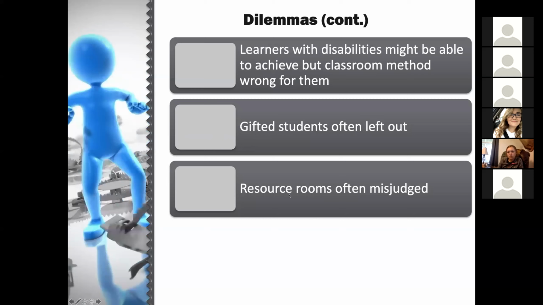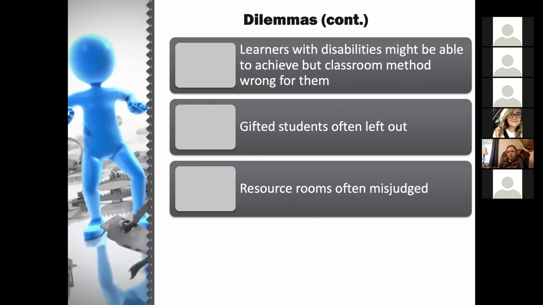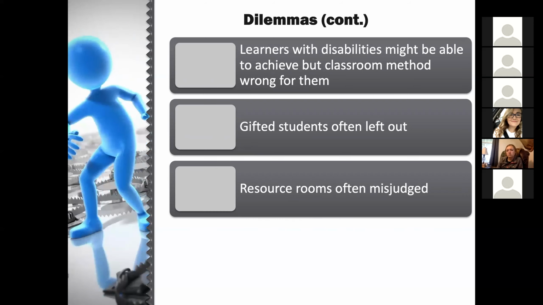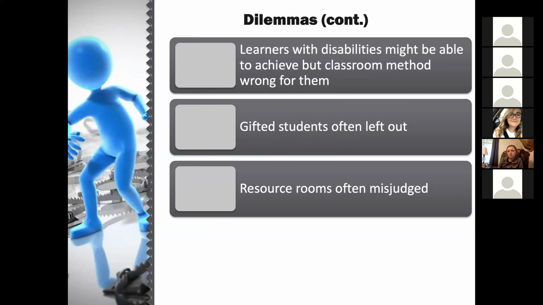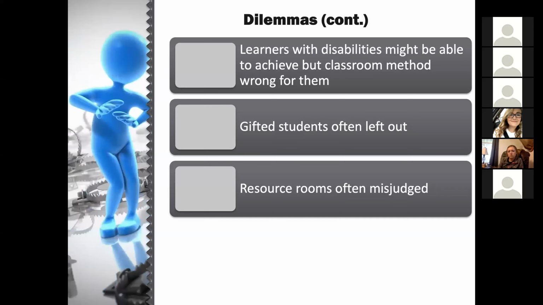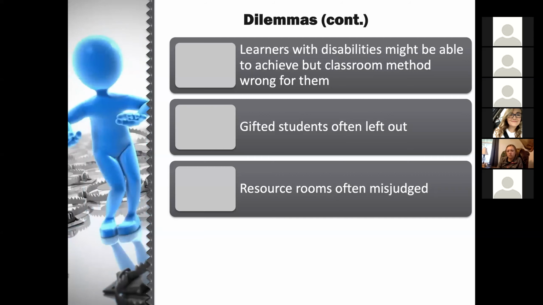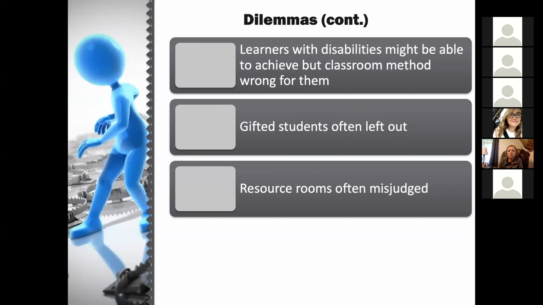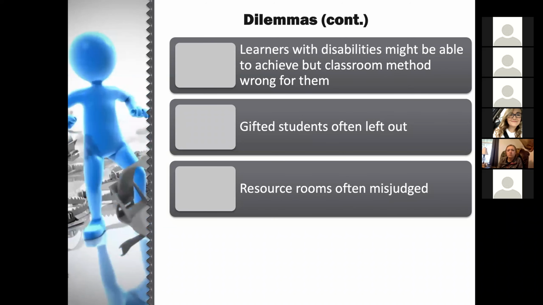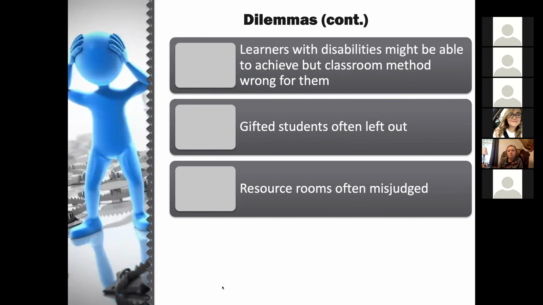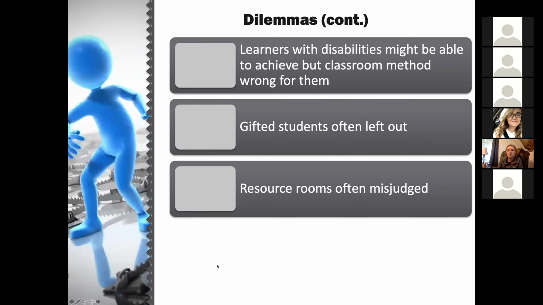If it's not done right, children with disabilities can't achieve if they don't have the right methods. And what about gifted students? What are they going to do in a fully inclusive room when their needs are not being met? I ran a pull-out program for 20 years in Los Angeles. Resource rooms are often misjudged because we have fewer students. But many students learn to read in my room. So I think they're often misjudged. Perhaps that's my bias.